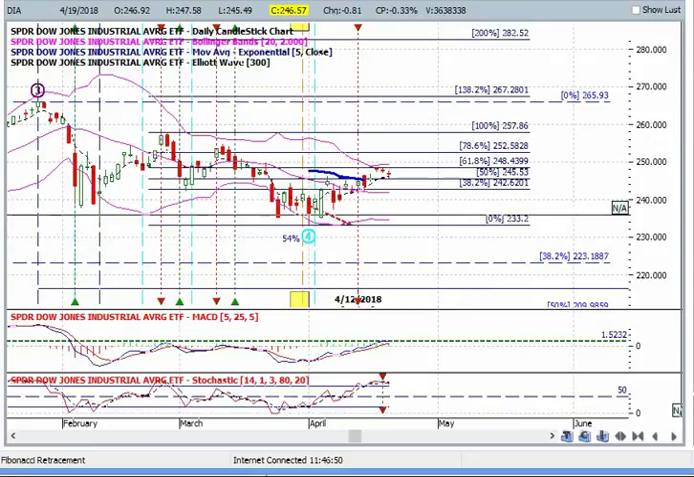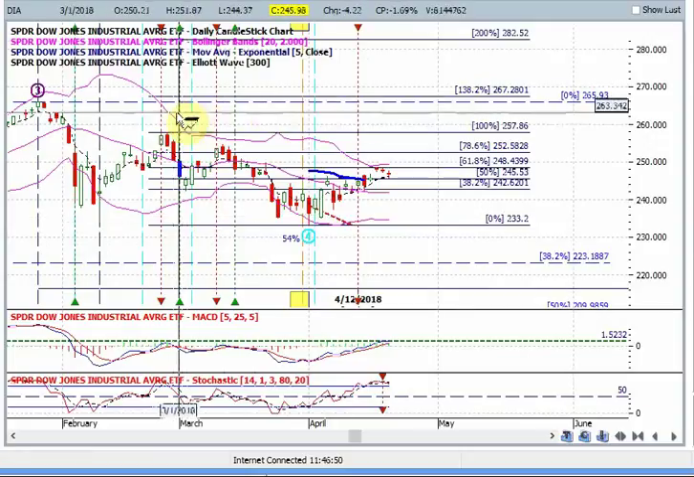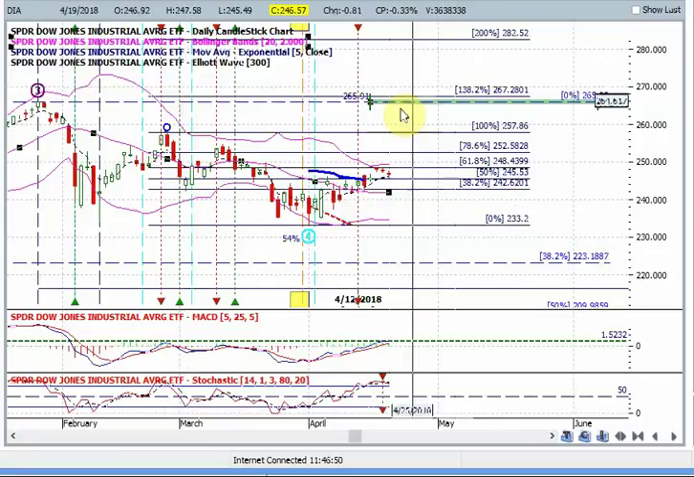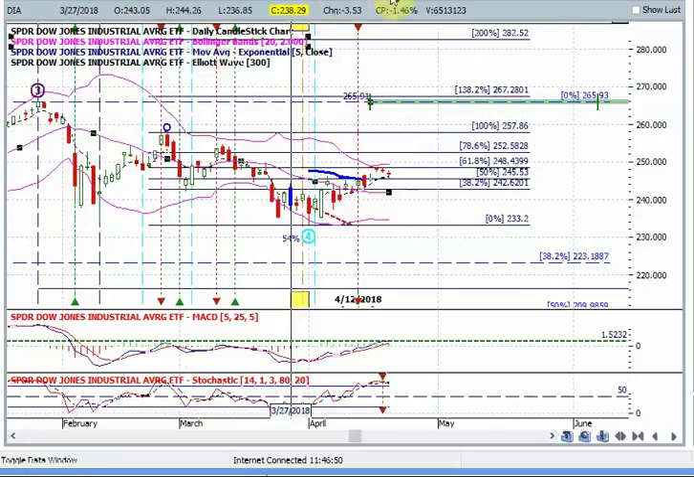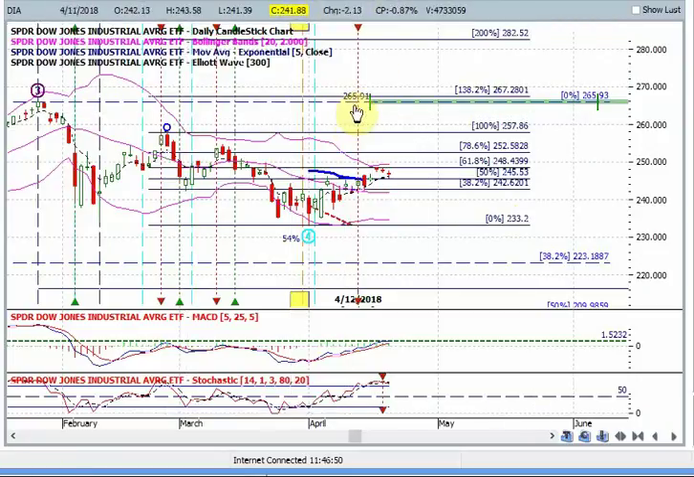Now my software is saying that the target will hit up here at the 138%. There's another tool that my software has where it will calculate that automatically and give you a target. And the target here is 265.